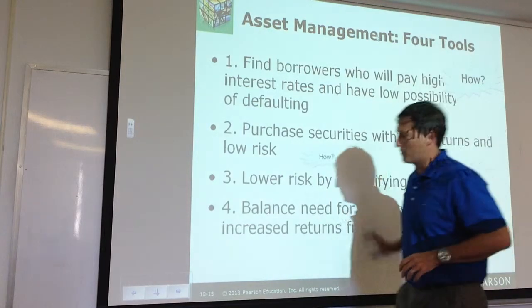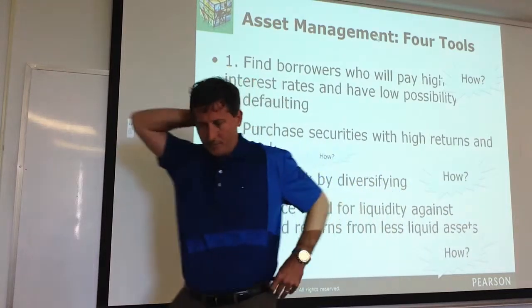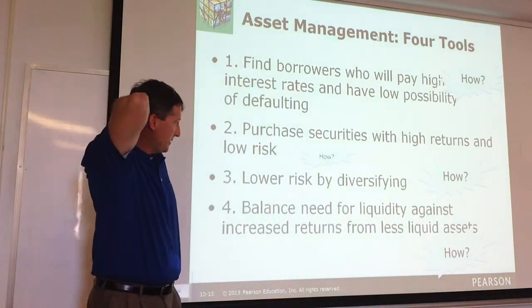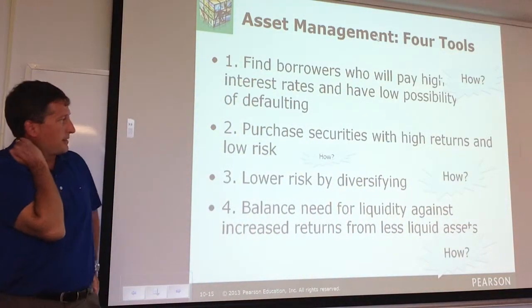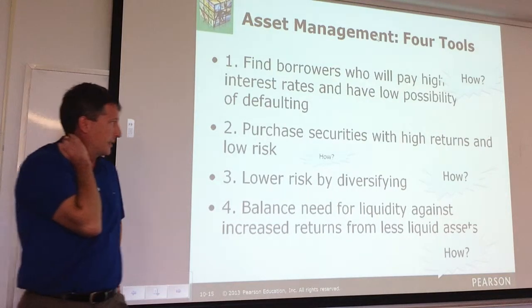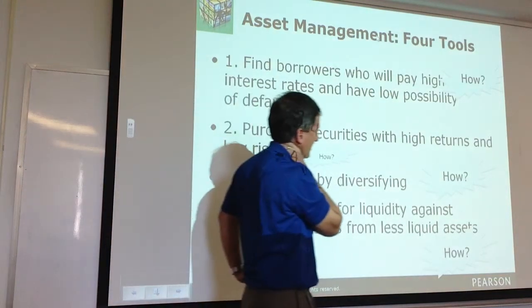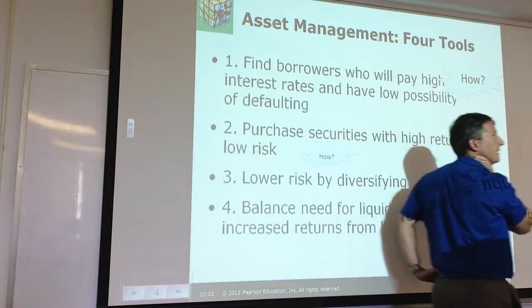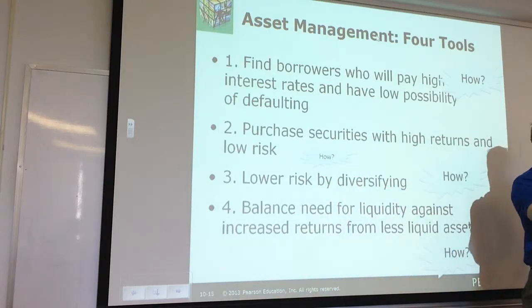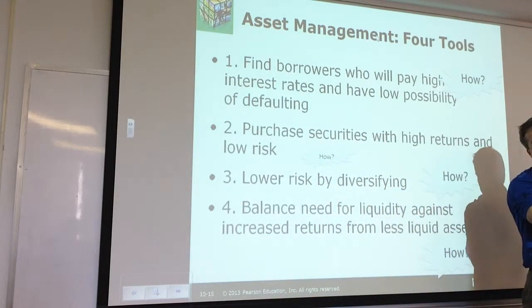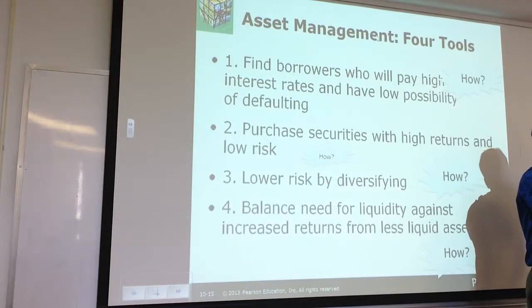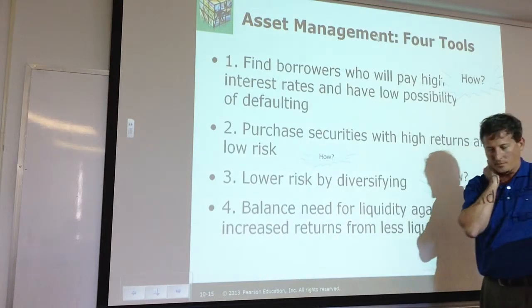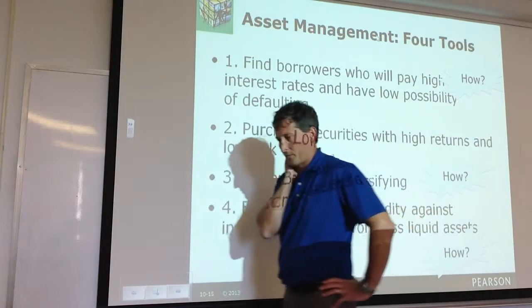So what is number 4 talking about? How do we do that? Balance the need for liquidity against increased returns from less liquid assets. What's it speaking to there? It's comparing, we'll talk about the loans they give out, how much return they need right now compared to bigger or smaller loans that they don't necessarily need to collect right away.